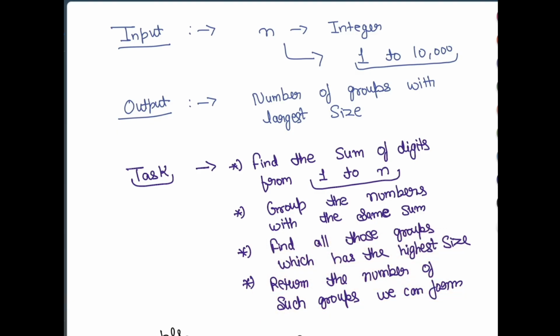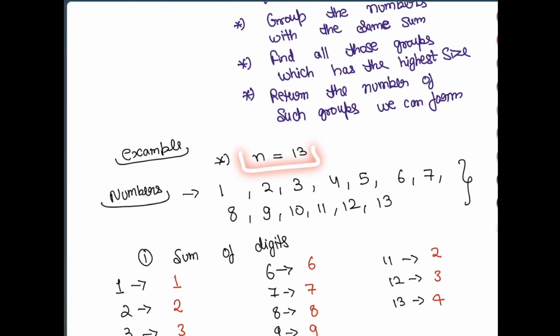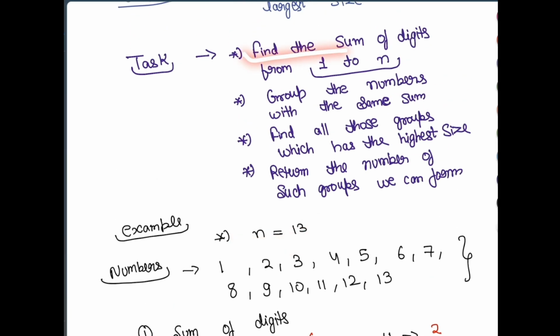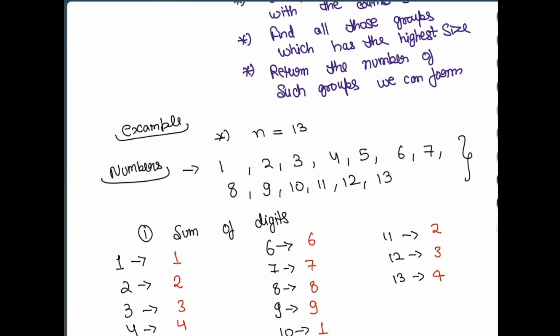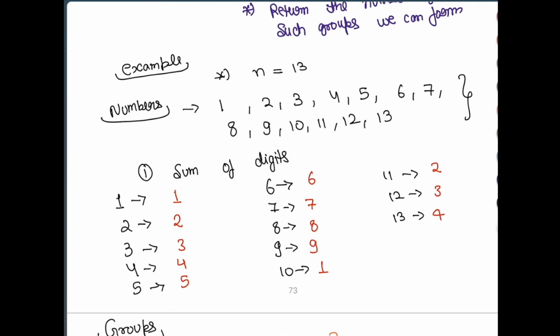So let us understand this with an example. If the given value of n is 13, what we need to do is find the sum of digits from 1 to 13. So the numbers are 1, 2, 3, 4, till 13, right? What are the sums of digits for these numbers? For 1 it is 1, for 2 it is 2, for 3 it is 3. Till 9 you will see that for 9 it is 9.